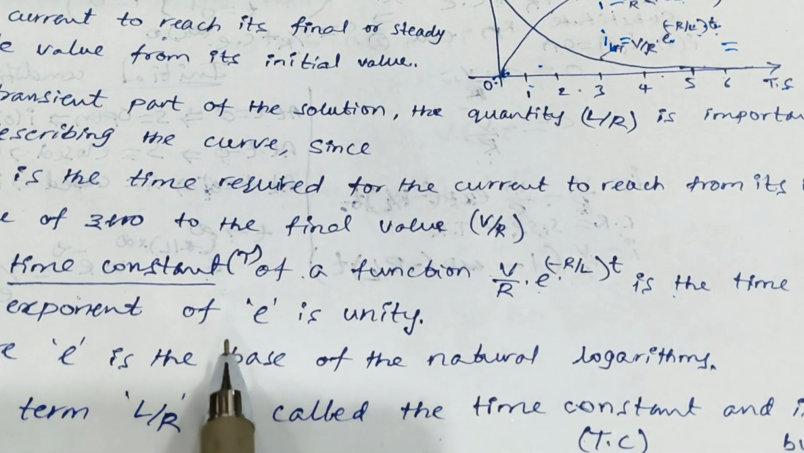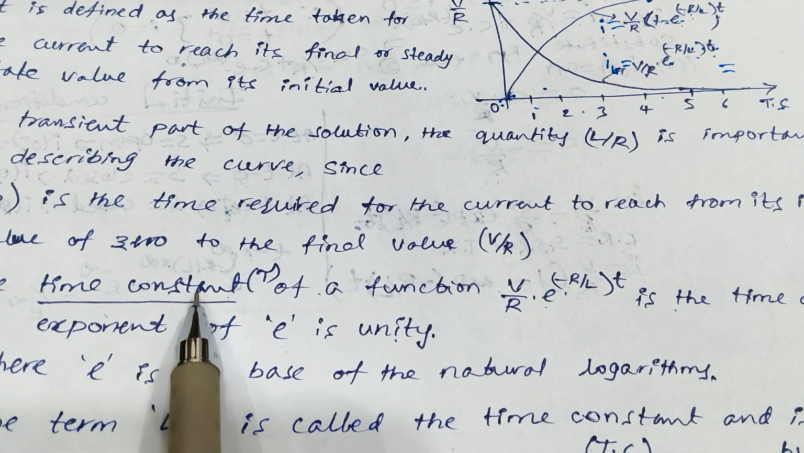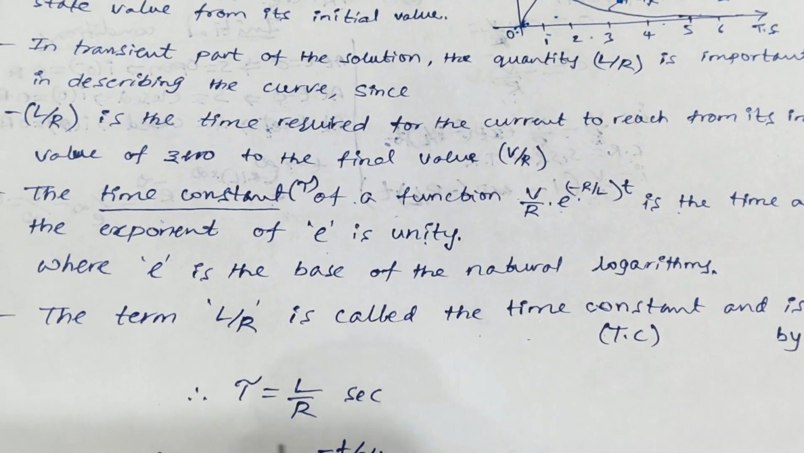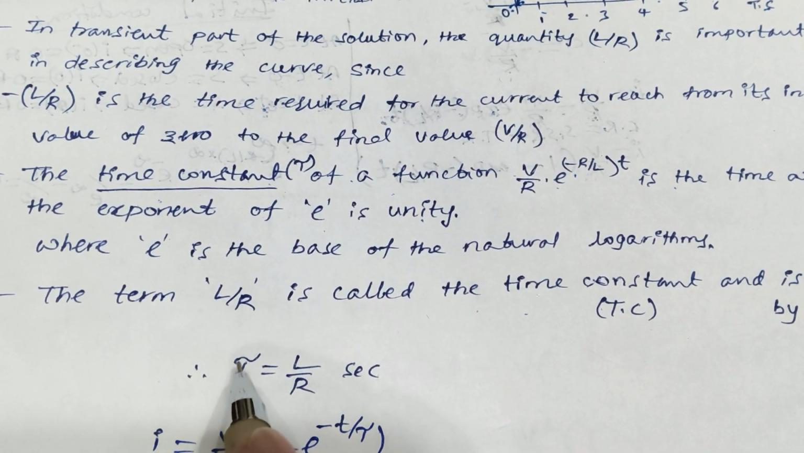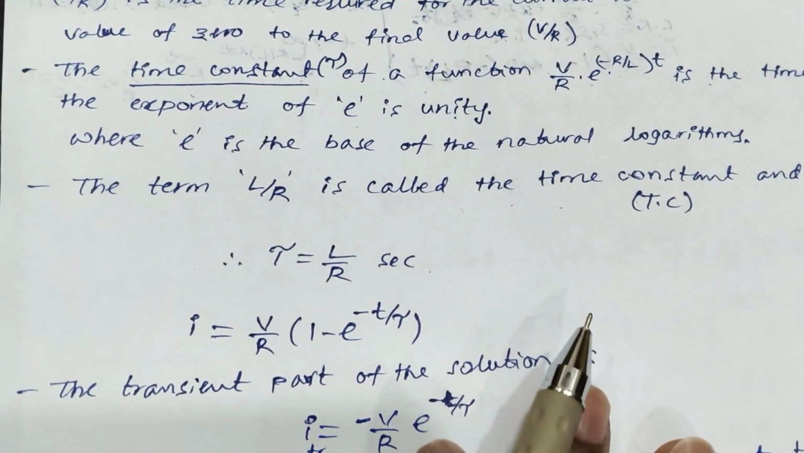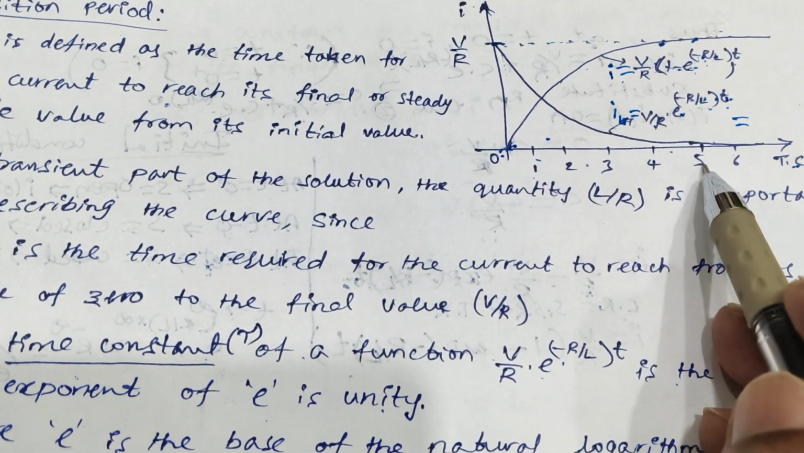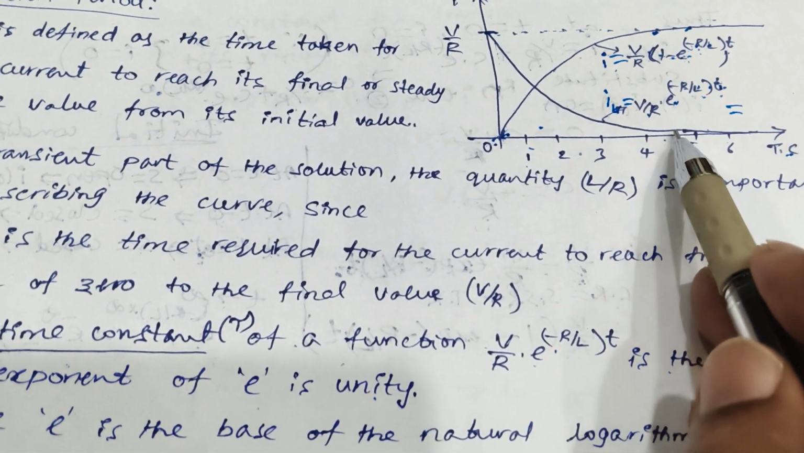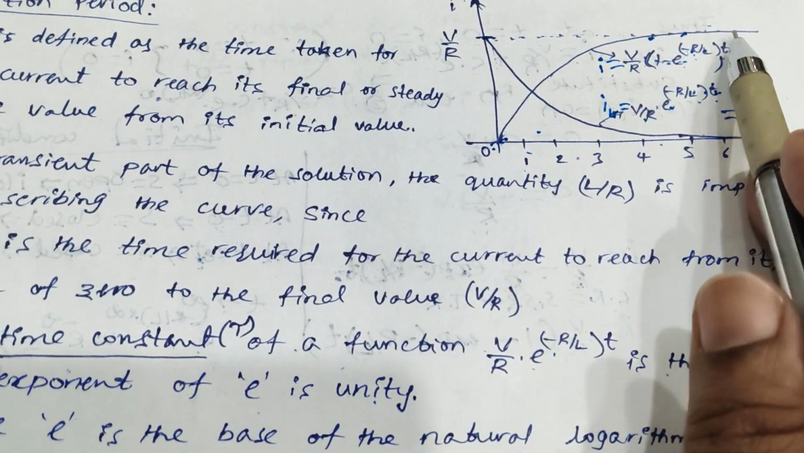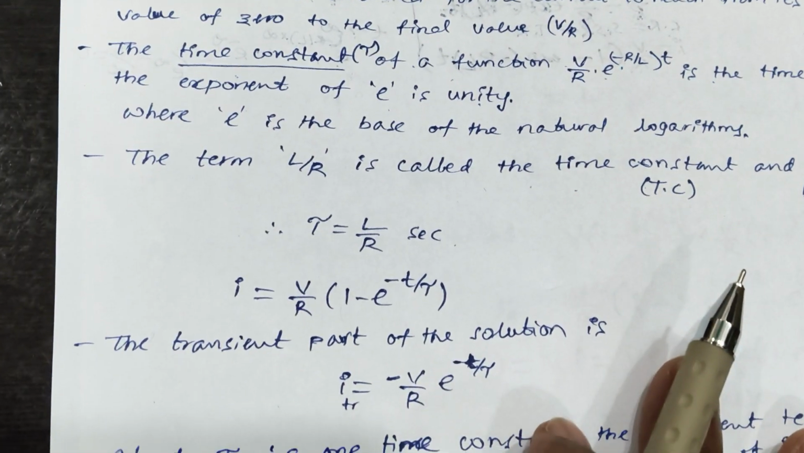So where the exponent becomes unity, the corresponding time is called the time constant. The corresponding term is nothing but tau is equal to L by R seconds. I can write how many time constants, because here I have mentioned 1, 2, 3, 4 up to 5, 6. After 5 it is reaching 0, and after 5 it is reaching v by r, like that I have mentioned, right? Why I have mentioned these numbers is based on these time constants only.